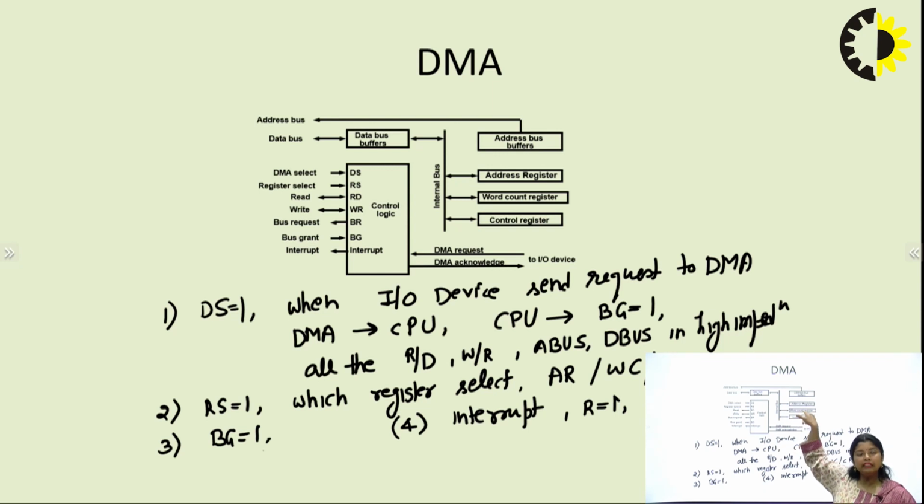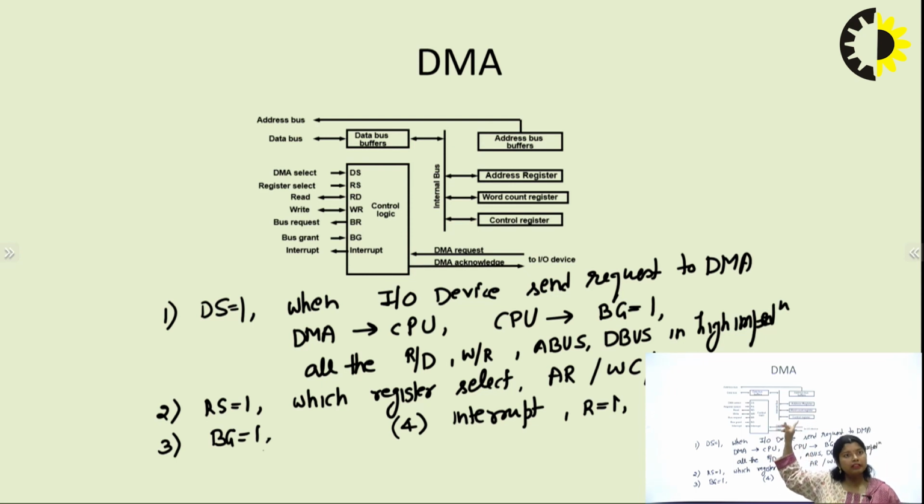The word count register holds the total number of words present in that particular file. A word is not 1 bit; word count means how many words are in that file. One word can be considered as 16 bits. The control register controls whatever signals are transmitted, such as the DMA request, bus grant or DMA acknowledge. All these values are controlled by the control register.